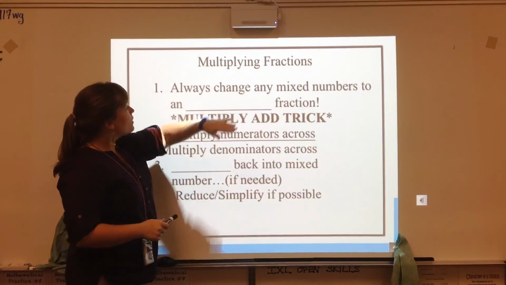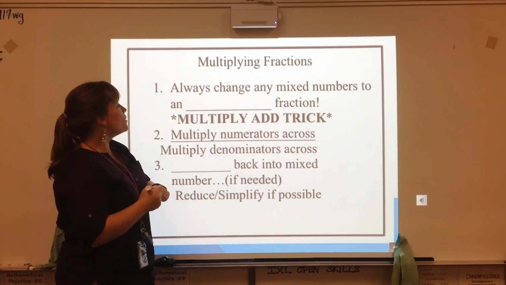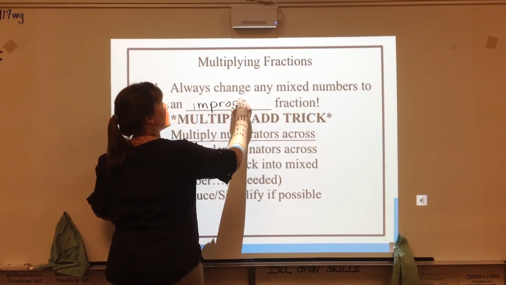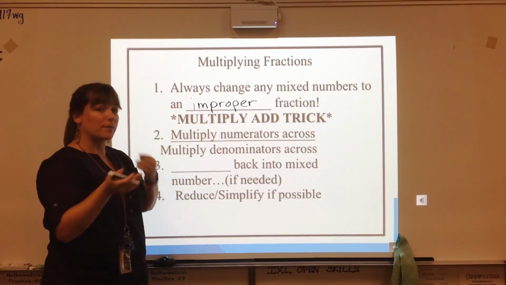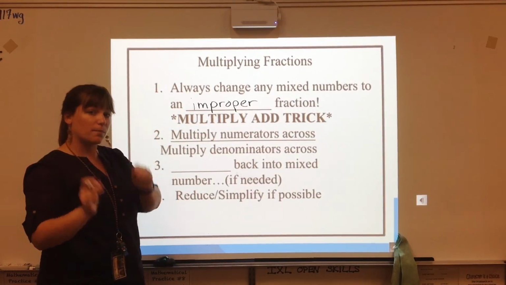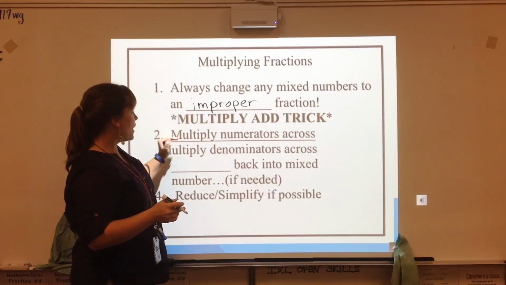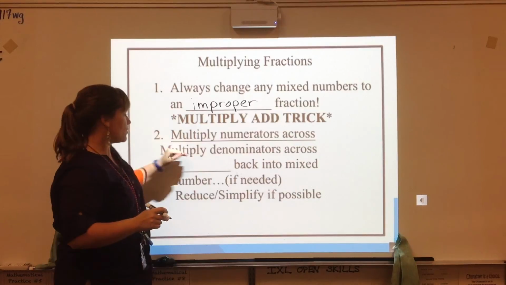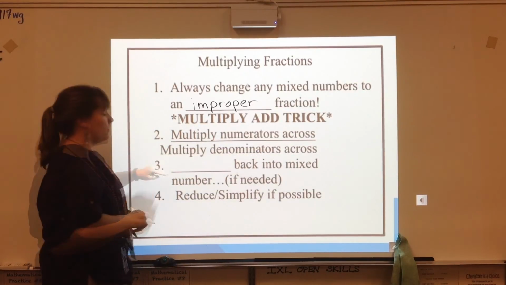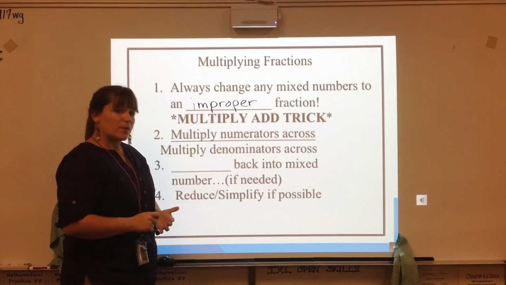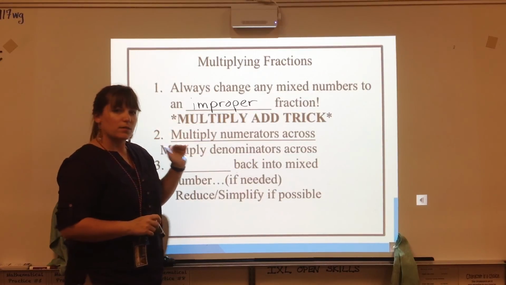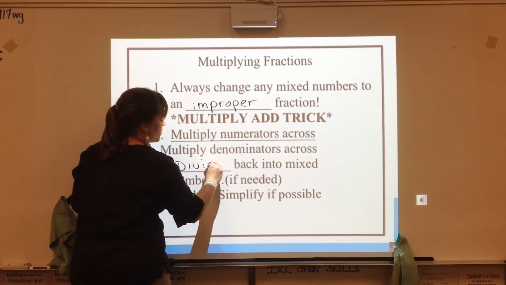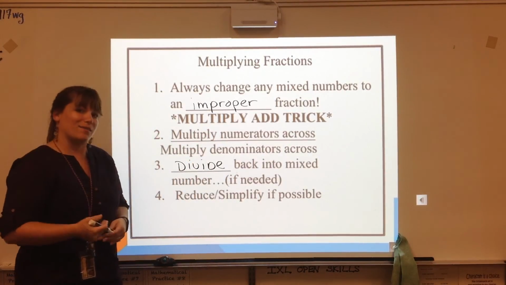So really quick to end, always change any mixed numbers to an improper fraction if you are dealing with them. And to do that, remember from the green notes, multiply add trick to do that. And like I said before, when you're multiplying, you multiply the numerators across and you multiply the denominators across. The third thing that we need to remember is that we don't want to keep it as an improper fraction. So if we need to, we're going to divide in order to get it back into a mixed number.